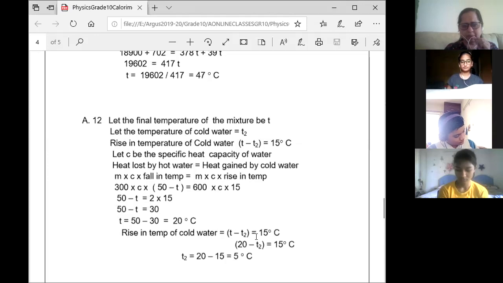So the same way, T minus T2. So what is T? The temperature of the mixture after the heat is transferred, 20, minus T2. I don't know what T2 is, but the rise in temperature of cold water is given as 15 degrees. It is given in the sum that it rises by 15 degrees, right? So T minus T2 equals 15. So 20 minus T2 equals 15. So T2 equals 20 minus 15, which is 5.